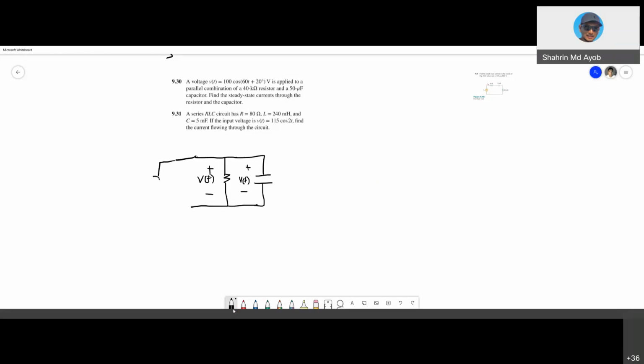So it is just like you have a voltage supply that has the value v(t) equal to 100 cos(60t + 20°). So once again, yes, you need to redraw the circuit in the phasor domain, in the phasor equivalent circuit. For your resistor, R is R, so you just put the value of your resistor. You don't need to convert it, because R in the time domain and phasor domain is actually the same, which is 40 kilo ohm.